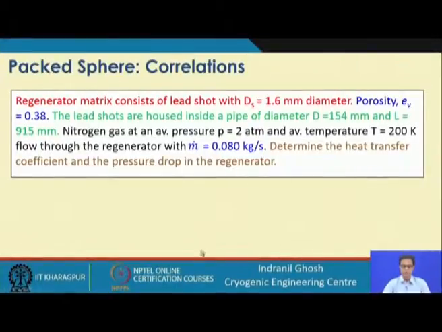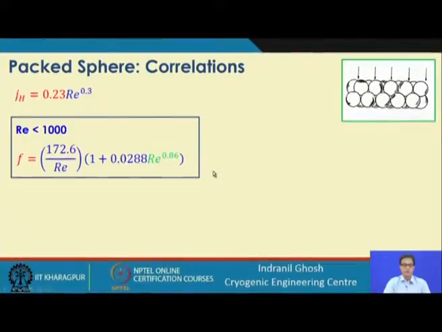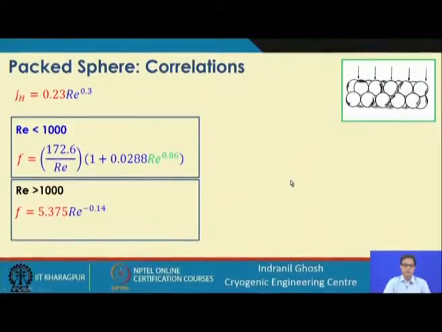We have been told about certain correlations that we have to use for these packed spheres. The heat transfer is expressed in terms of the Colburn J factor, and then we also have the friction factor given for different Reynolds number regions, for Re less than 1000 and for Re greater than 1000. So, we have to first evaluate the Reynolds number, and then only we will be able to find out the heat transfer coefficient and the pressure drop.